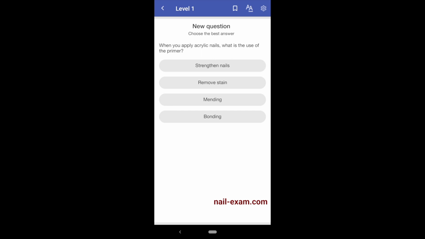When you apply acrylic nails, what is the use of the primer? Answers: A. Strengthen nails. B. Remove stain. C. Mending. D. Bonding. The answer is D.